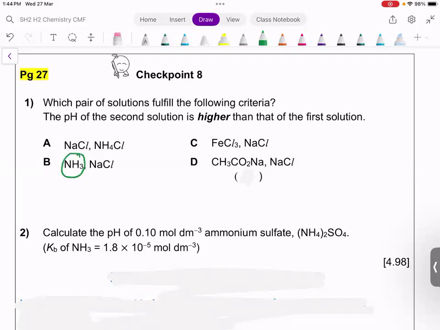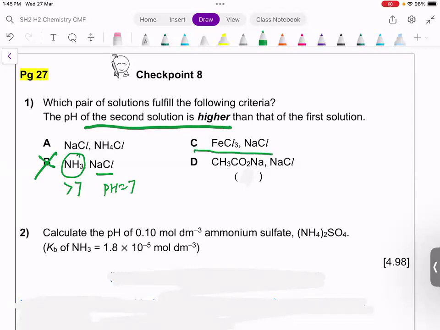This is a base. So your pH will be more than 7. Sodium chloride is a neutral salt. So pH equals 7. So does it satisfy this criteria? It doesn't. So B cannot be the answer.